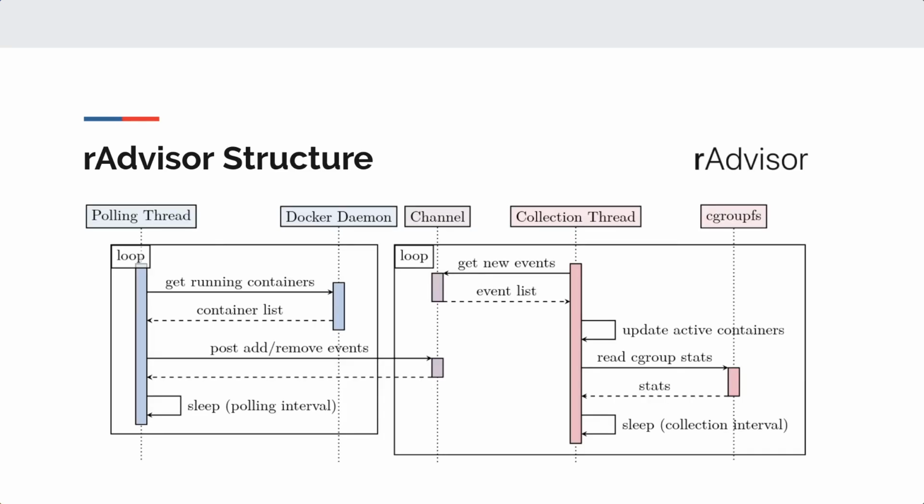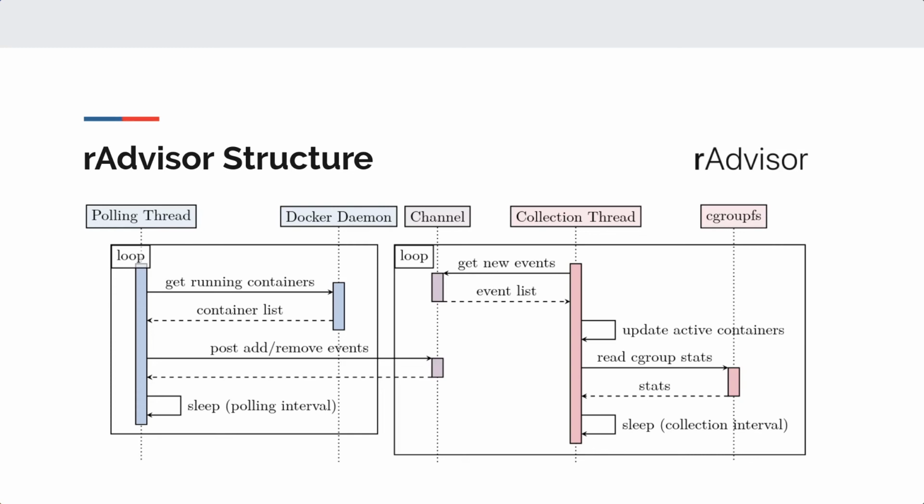The way we were able to accomplish this was with Artvisor's concurrent architecture. This is a sequence diagram that shows the structure of Artvisor. It runs in two threads that operate concurrently. On the left, in blue, you have the polling thread, which filters and sends add/remove events to the collection thread. And on the right, you have the collection thread in red, which reads cgroups and writes every time a buffer is flushed to the CSV log files.